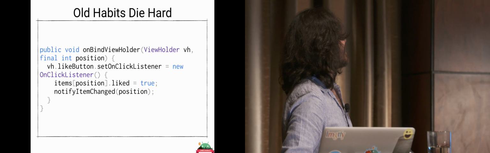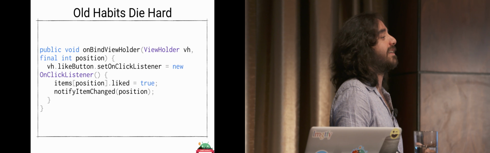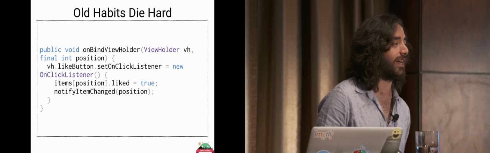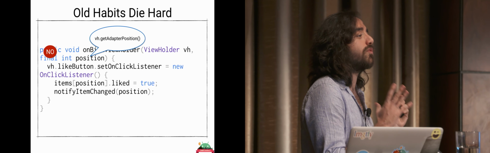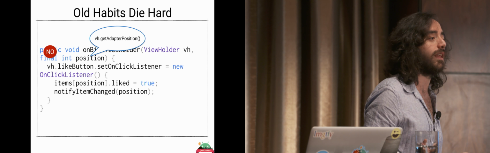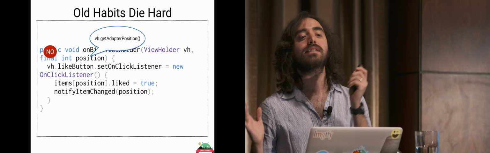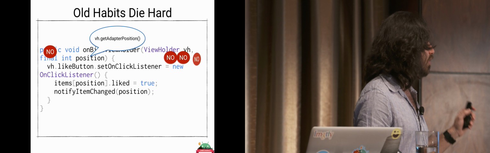Okay, I did this. Set on click listener, when something is clicked, change the item and notify item change. You cannot do this. The position we have provided is not final. It used to be final in ListView days. That's gone. It's not final. That's why we provide you this getAdapterPosition method. You cannot do that.